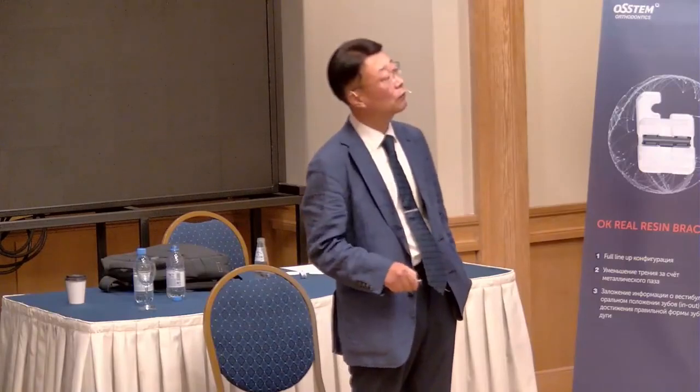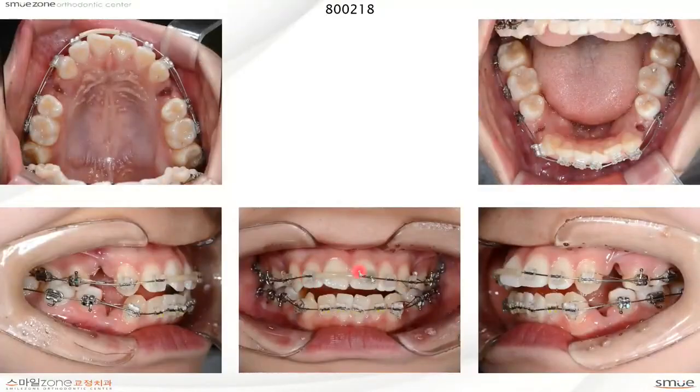So we don't have to put in all the brackets at once all the time. So we extract, then by lace back and retracting this canine.